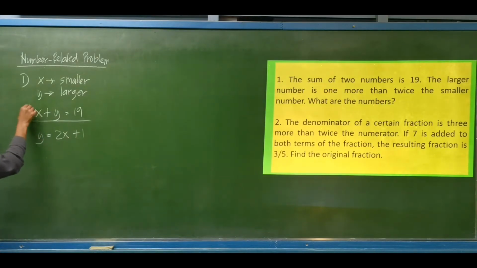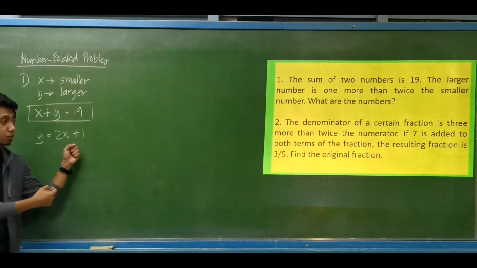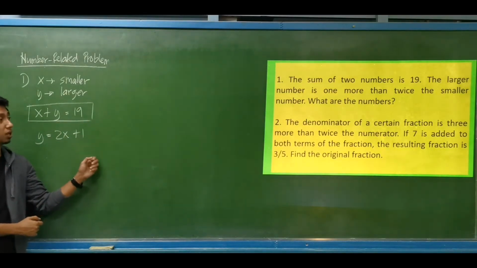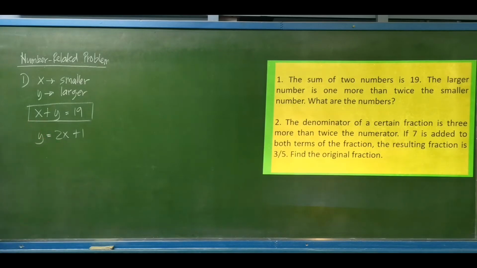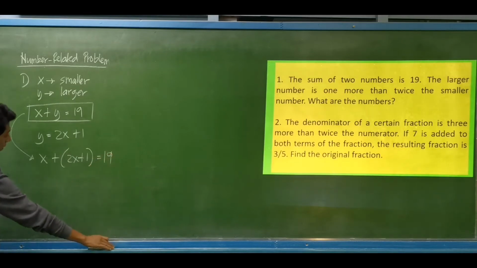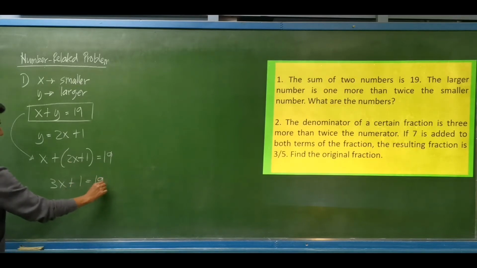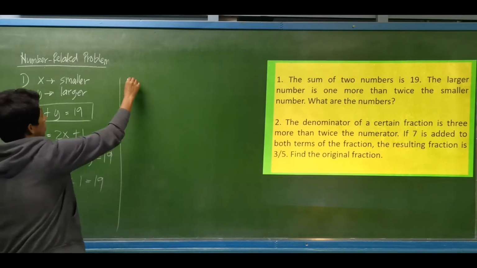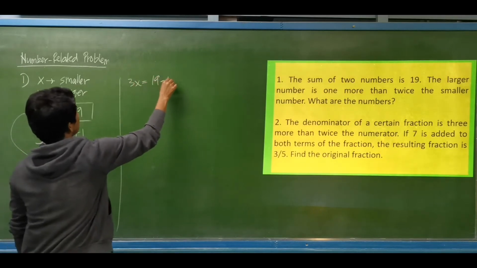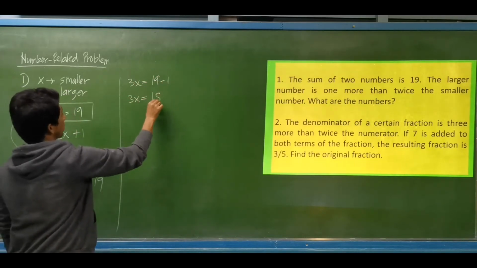Okay? So we may determine the unknowns by using elimination or substitution. But for this case, I'll be doing substitution. I will substitute the equivalent of y in the first equation. So from the first equation, this is x plus, what is the equivalent of y? That is 2x plus 1 is equal to 19. So we'll be having 3x plus 1 is equal to 19. And this is 3x is equal to 19 minus 1. This is 3x is equal to 18.